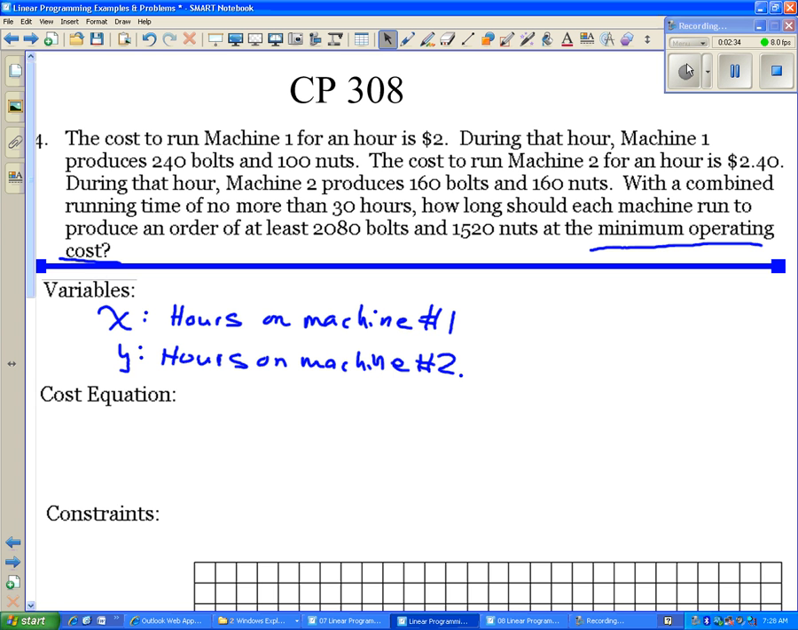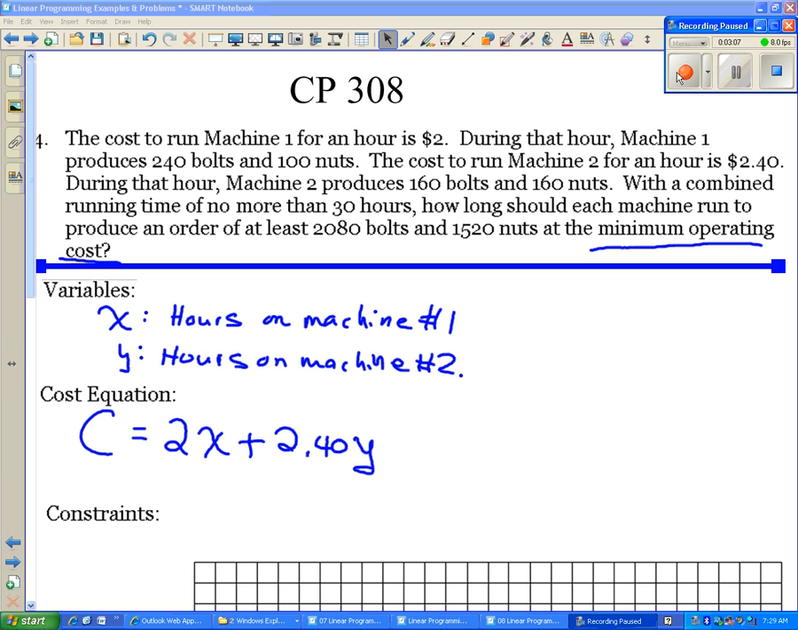So my cost equation, my objective function, is going to be cost. And that's going to be limited by how much it costs. Machine 1 is $2 per hour. Machine 2 is $2.40 per hour. So I get my objective function to be c is equal to 2x plus 2.4y. That's my cost equation, my objective function.